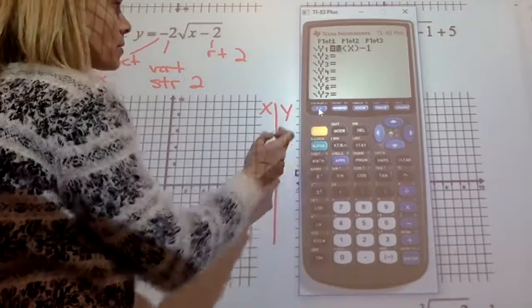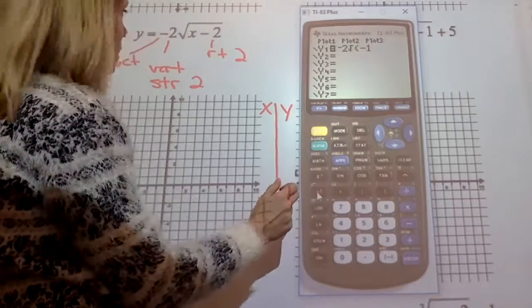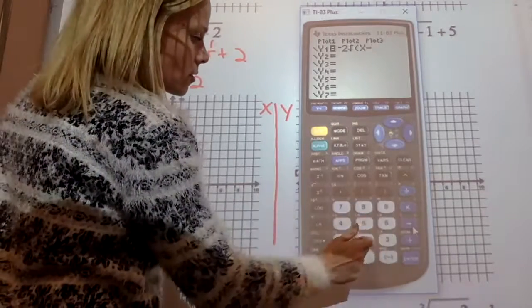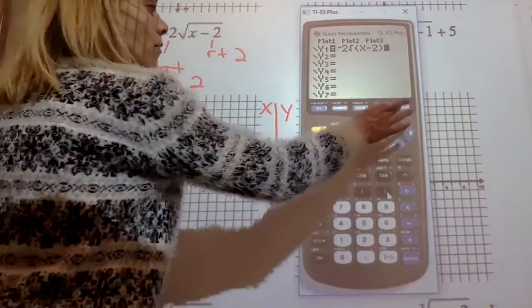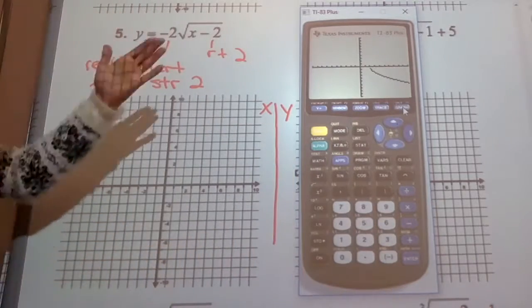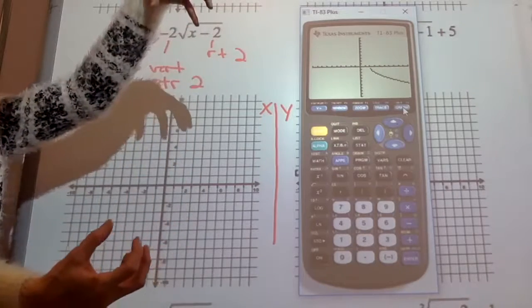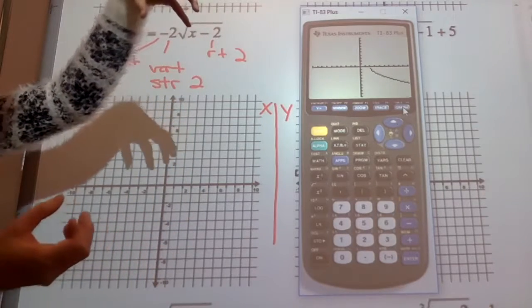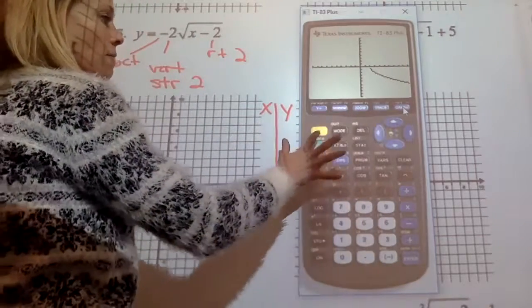So y equals, let's put in negative 2 square root x minus 2. Then you close your parenthesis after the subtracting 2. Graph. And you should see it got reflected and it kind of got stretched, pulled out. So that's one way to check yourself, is to make sure it matches. It also went right 2, I can see that.